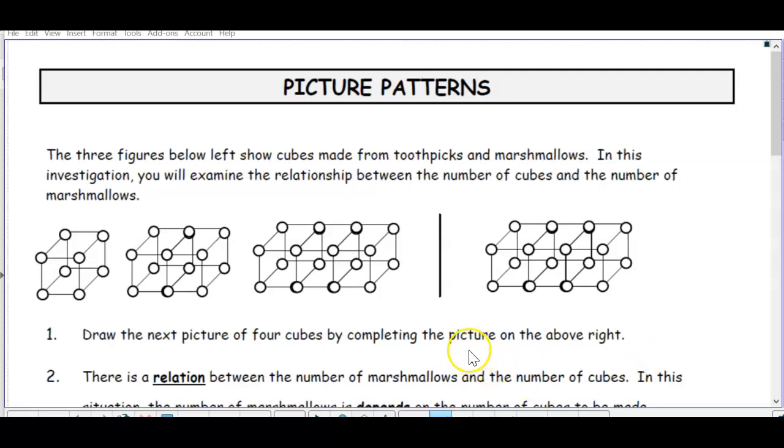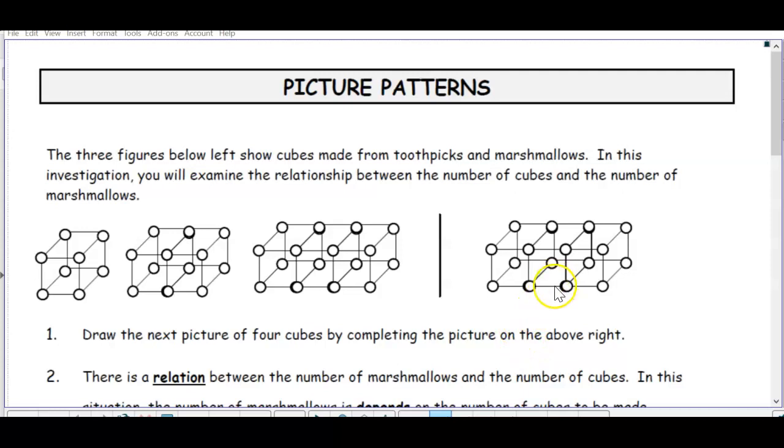Okay, the first lesson in the Relations and Functions unit is really called Picture Patterns. We're using patterns to basically get into more details about relations and functions. You've already learned in junior high about relations. Now we're extending into what a function is. It's a particular type of relation, and some more specific properties of relations.